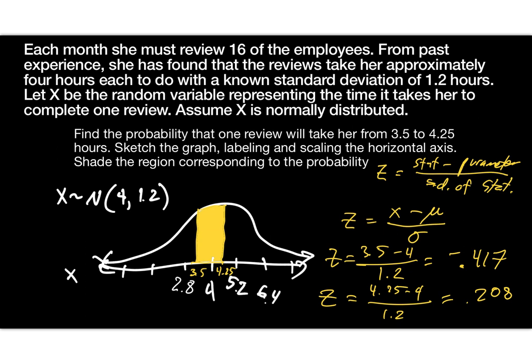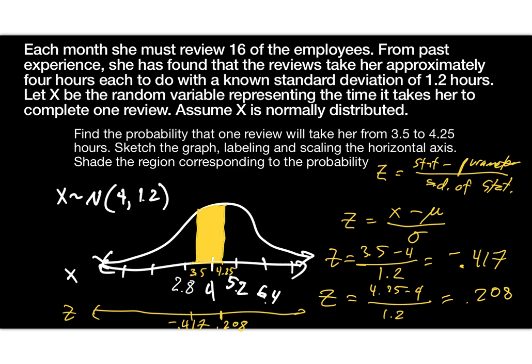And if I wanted to, I could draw another axis down here and label it z. You wouldn't have to, but that z-score there is negative 0.417. This z-score here was positive 0.208. After this point, it's a matter of going to that online tool that you have. And it depends on which way you choose to shade, to the left or to the right. That will depend on how we do it.